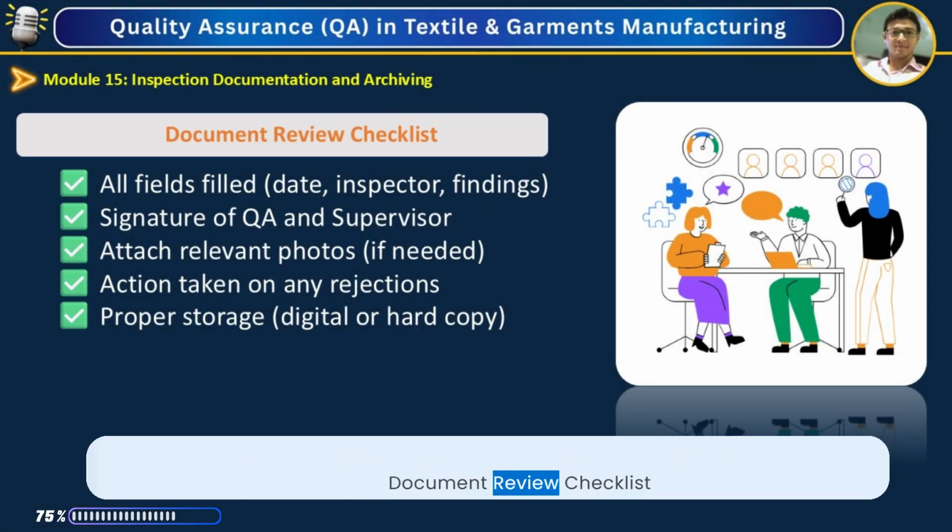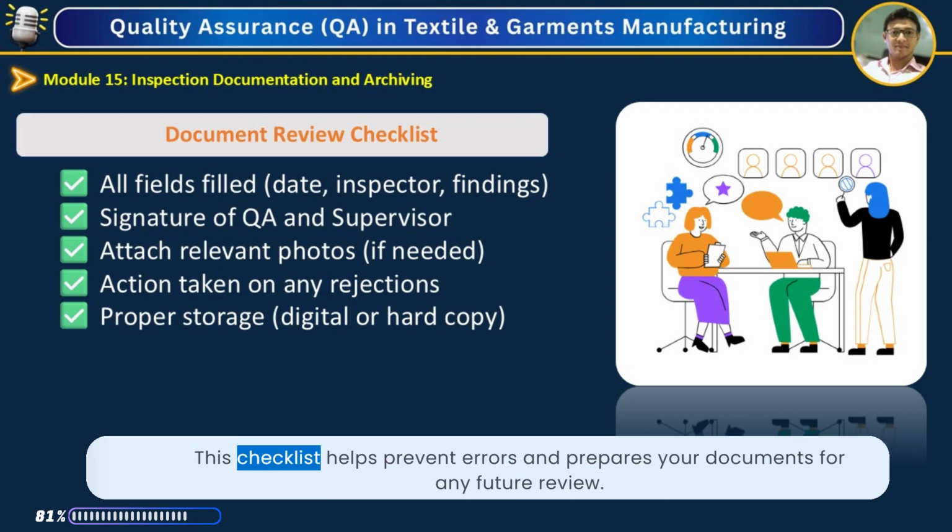Document review checklist. Before archiving any report, use this quick checklist. Are all fields filled? Date, inspector, findings? Are there signatures from QA and supervisor? Are photos attached, if needed? Have actions on rejections been noted? Is the document stored properly? This checklist helps prevent errors and prepares your documents for any future review.